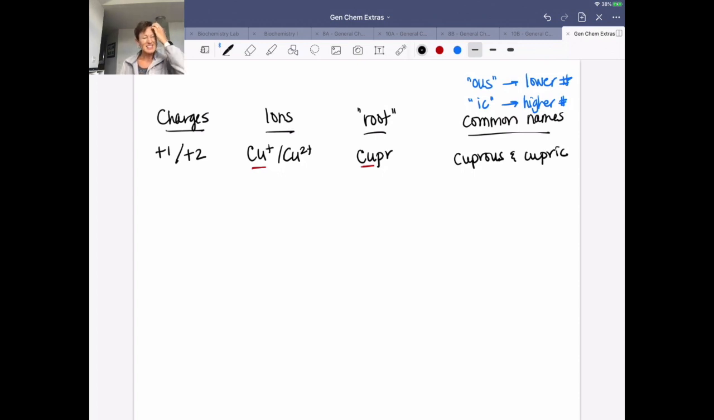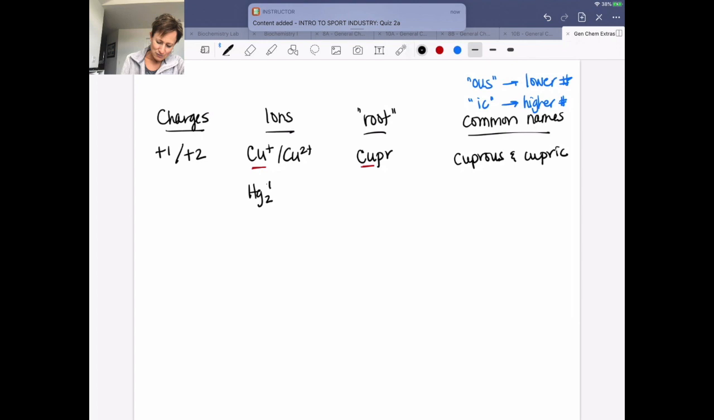There's another set for a +1 and a +2 charge, and it's the mercury series. This one's a little bit odd. Mercury comes as the +1 flavor when there are 2 mercuries together for a total charge of +2. What that really means is that each mercury itself is +1, but we have 2 of them, so together they're +2. I know it's a little bit weird. But then we have mercury straight up as a +2 charge.